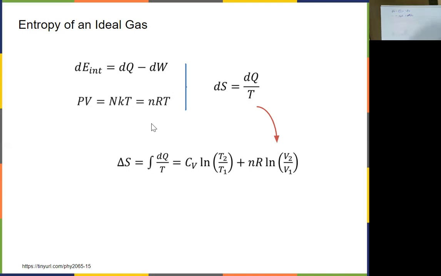Now you do dq over T, which will be equal to CV dT over T plus dW over T. Then you do integration here for delta S. Integration here, integration there. The first term will be straightforward: CV natural logarithm of T2 over T1, because you have ln of T, then upper limit minus lower limit.